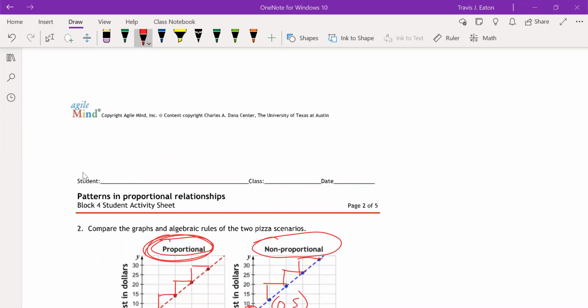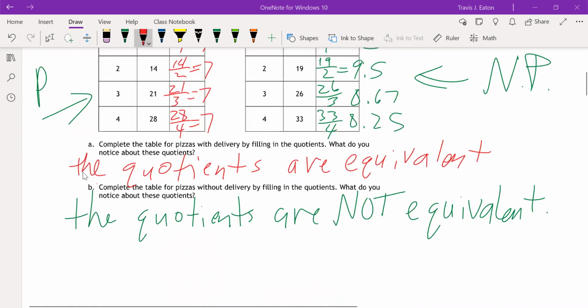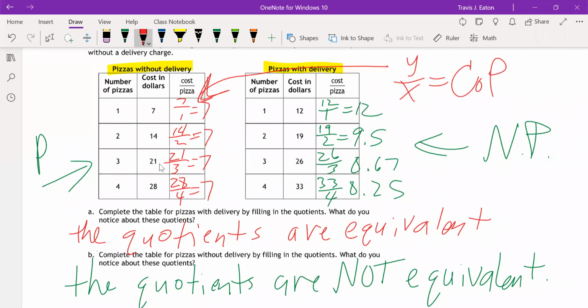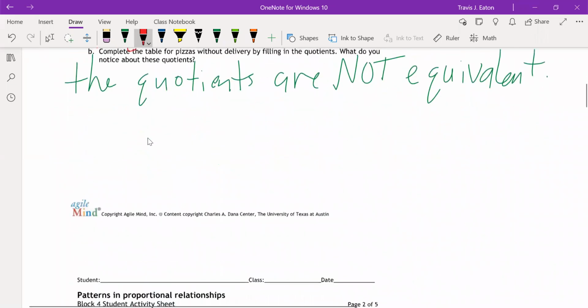Yes, I am. Remember, when we go back and we talk about tables and graphs and algebraic equations, if you want to find the COP, if there is one, it's when you divide y by x, that equals the constant of proportionality. And this one, it's 7. You can see it. The input and the output. So the output, which is the cost, divided by the input, which is the number of pizzas. When you divide them and they are the same, you get the constant of proportionality.